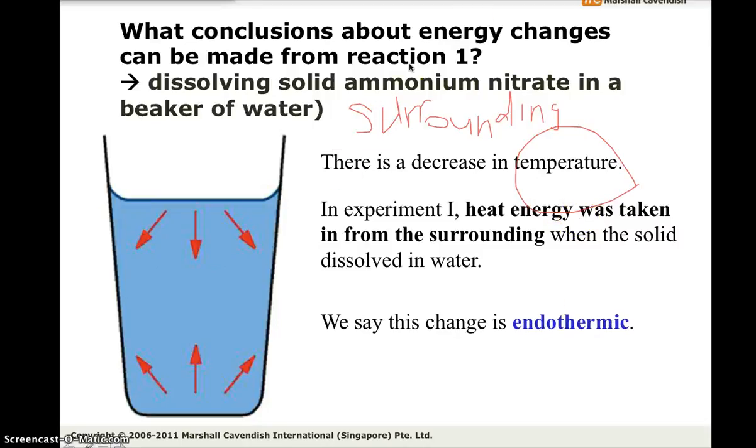endothermic reaction. Okay, how do you remember? You see the word E-N-D-O? Okay, this is how I remember. Enter, E-N, enter. That means to say the heat energy enters the system. Heat energy is taken in. Heat energy is absorbed from the surrounding. Okay, so we call this endothermic reaction.